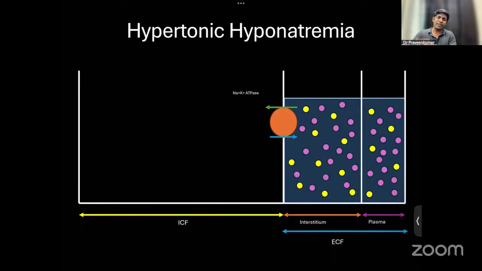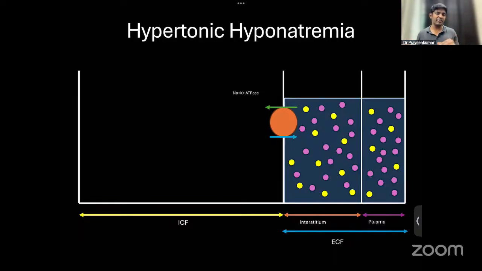Now what happens is, you get a lot of other pink colored things. What are these pink colored things? The previous example I told, it is glucose. So there is so much glucose in the blood. Now look at the concentration of the fluid, right? The entire concentration of ECF has increased. Now the ECF has become hypertonic.